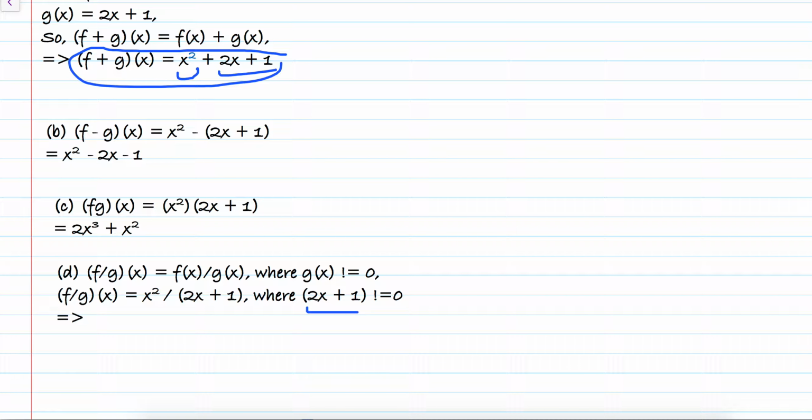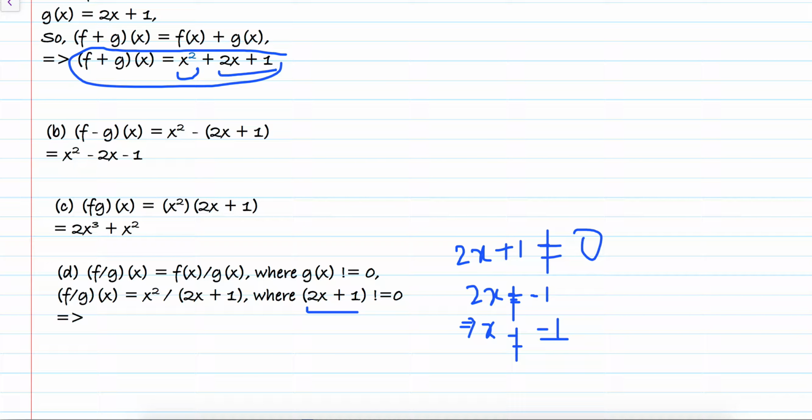Or when 2x plus 1 is 0, if we take 1 to the other side, we will get 2x equal to minus 1. Or better write, 2x is not equal to 0, or 2x is not equal to minus 1, or x is not equal to minus 1 over 2.